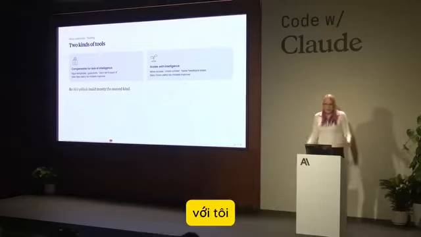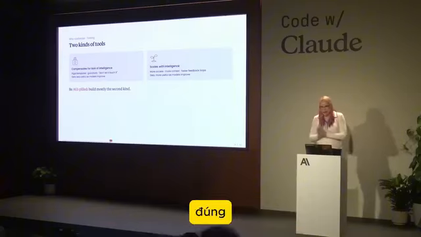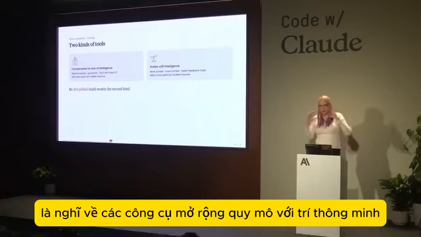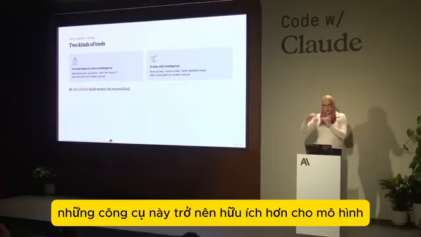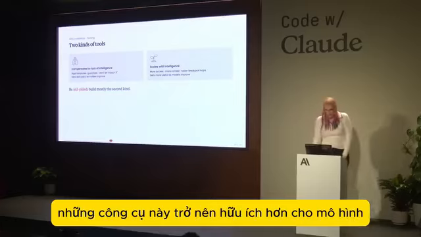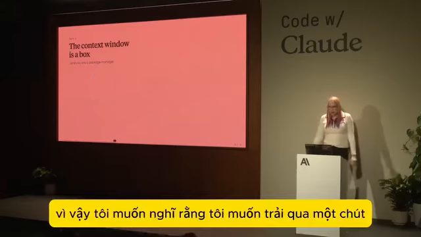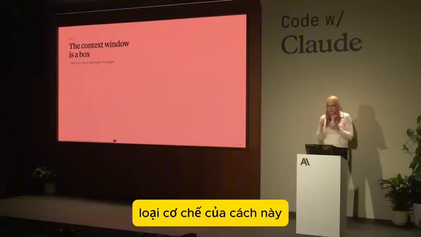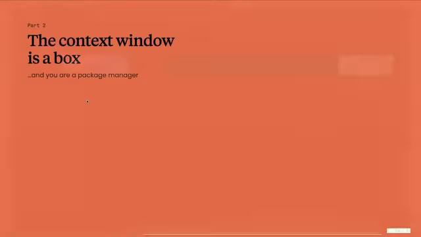So I mean, to me, the AGI-pilled approach here is to think about tools that scale with intelligence. As the models get better, these tools get more useful to the model. So I want to go through a little bit of the mechanics of how these customizations work, and I want to ground it in thinking about this context window.